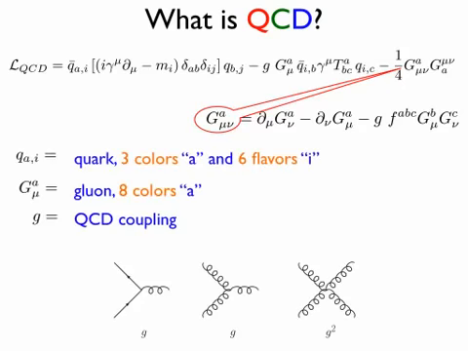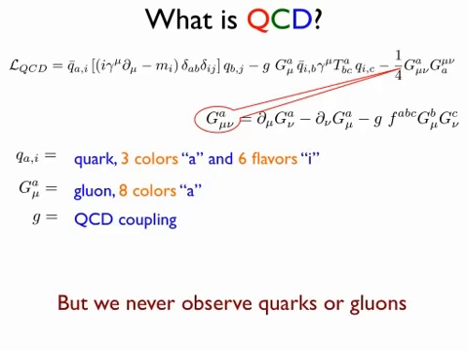So in this theory, you have quarks. Quarks happen to come in 3 colors, 6 flavors. So up and down, strange, charm, bottom, top. Again, physicists are making the names. You have gluons, which hold everything together. And then you have one coupling, g, which describes how strong all these things interact together.